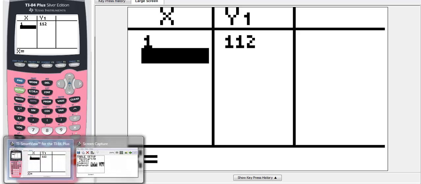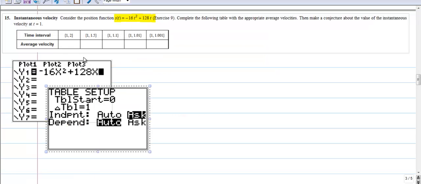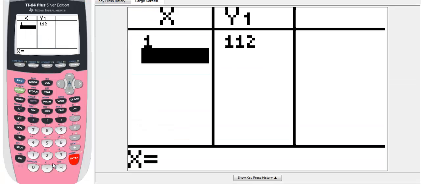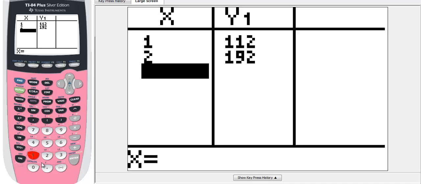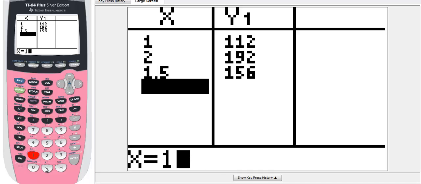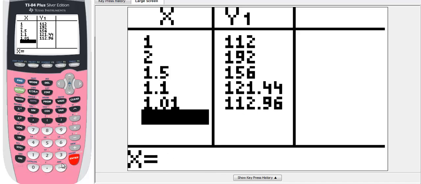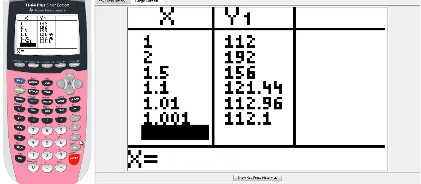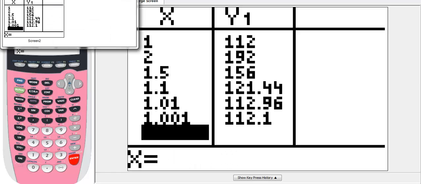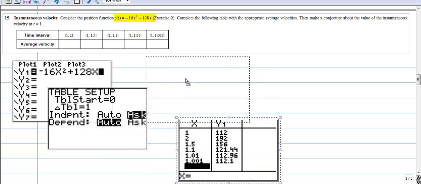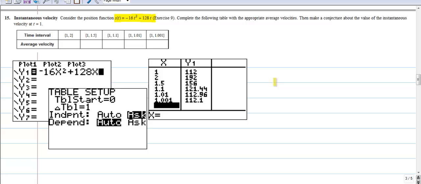So just looking ahead here, I need 2, 1.5, 1.1, 1.01, and then 1.001. Oops, I think I did too many there. Alright, so now I can use these values to figure out my average velocity.